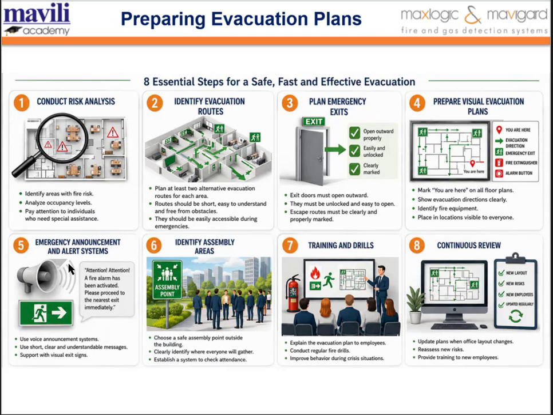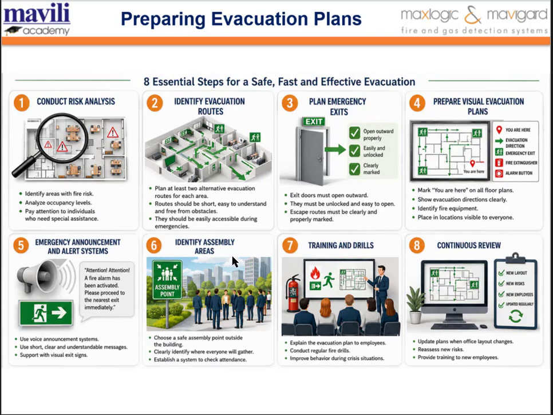The fifth step is emergency announcement and direction alert systems. People should be directed using a voice announcement system. In case of a panic, clear, short, and understandable messages should be used. And also visual directions should be supported, such as illuminated exit signs.